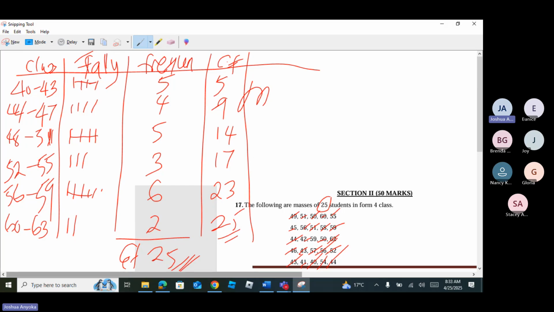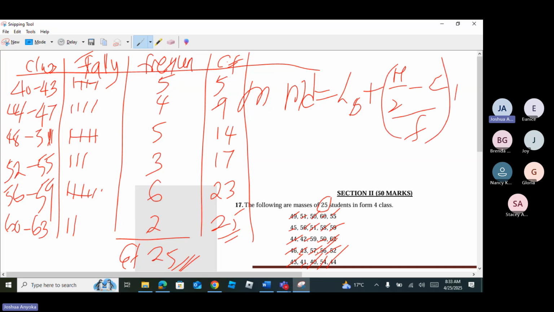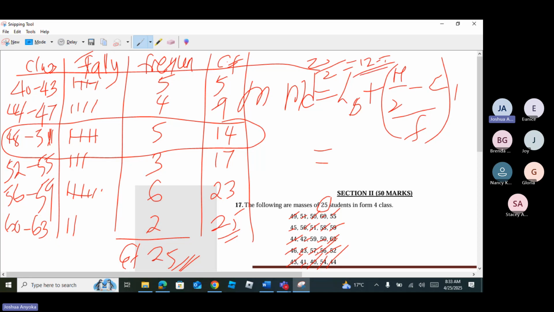So starting from there, to find the median, we use the formula. Median is equal to the lower class boundary of the median class plus n over 2 minus c divided by f times the interval. So we need to identify the median class. 25 over 2, 12.5. 12.5 lies in this class. So you circle the median class. That is 25 divided by 2, which gives us 12.5. So the median mass should lie at a position of 12.5.